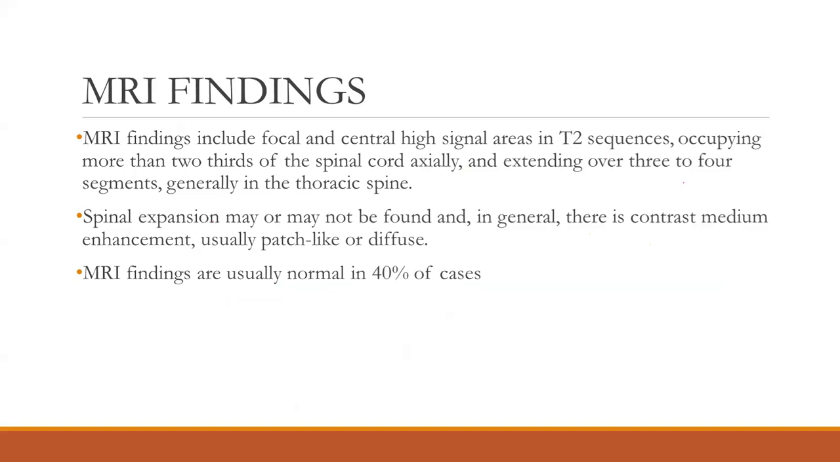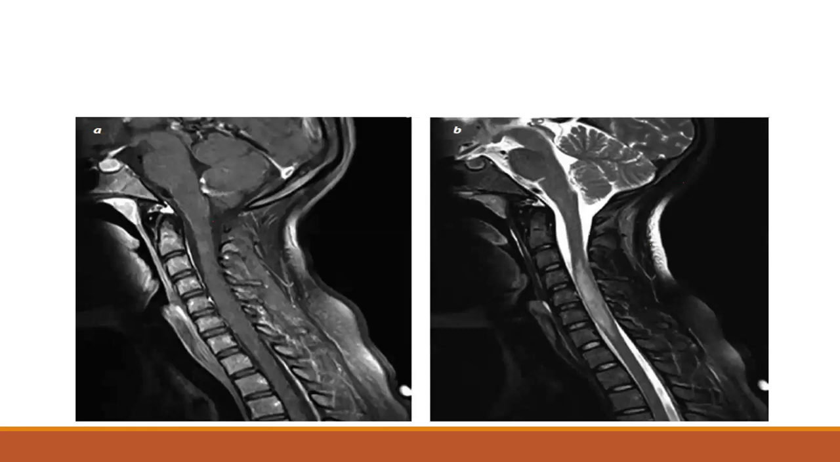Coming to MRI findings: focal and central high signal intensities on T2, occupying more than two-thirds of the spinal cord axially, extending over 3 to 4 segments, generally in the thoracic spine. Spinal expansion may or may not be found, and in general there is contrast medium enhancement. In up to 40% of cases, MRI findings may also be normal.